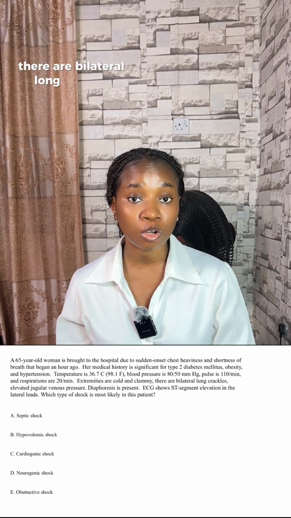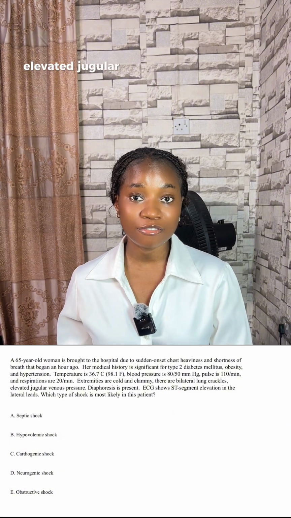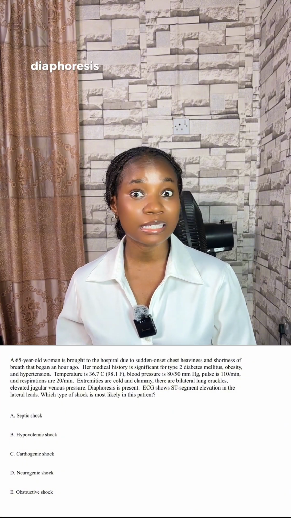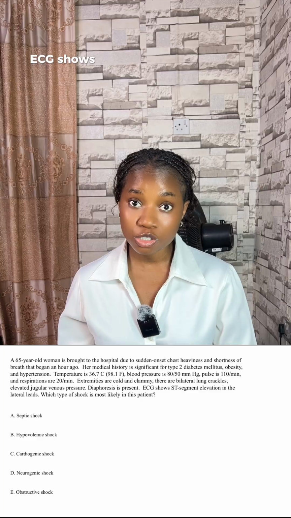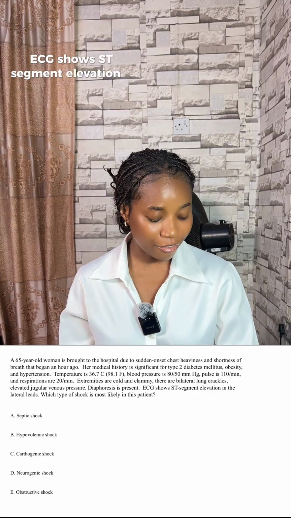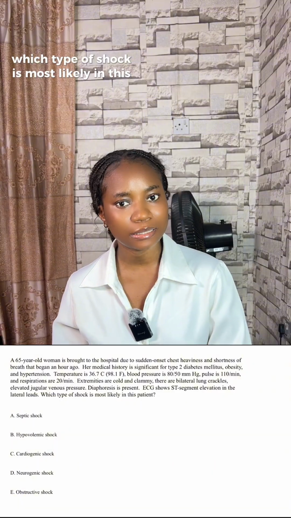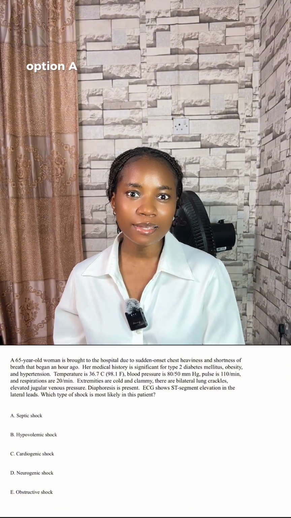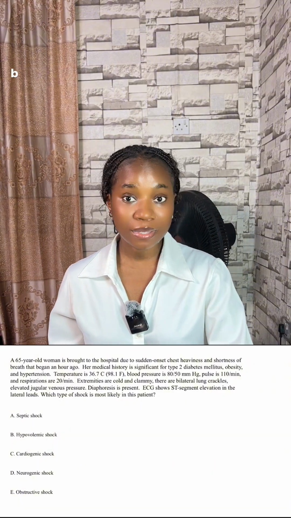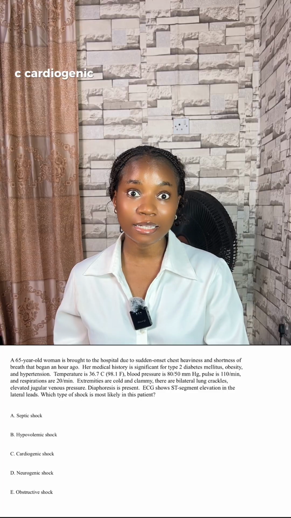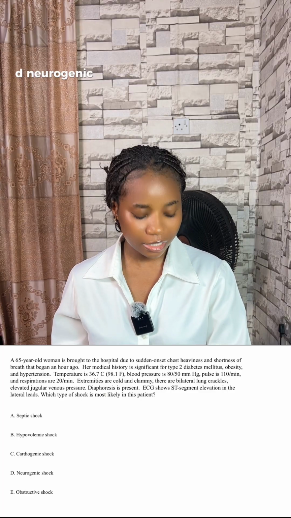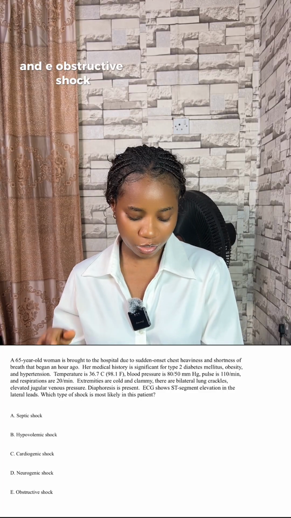There are bilateral lung crackles, elevated jugular venous pressure, and diaphoresis is present. ECG shows ST segment elevation in the lateral leads. Which type of shock is most likely in this patient? Option A, septic shock. B, hypovolemic shock. C, cardiogenic shock. D, neurogenic shock. And E, obstructive shock. The right answer is cardiogenic shock.